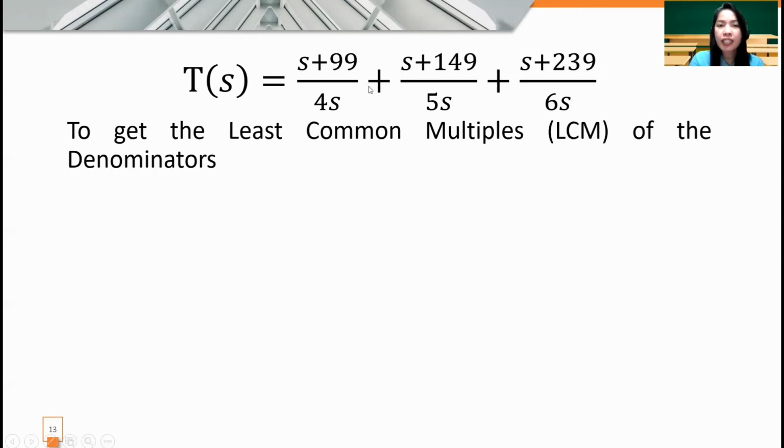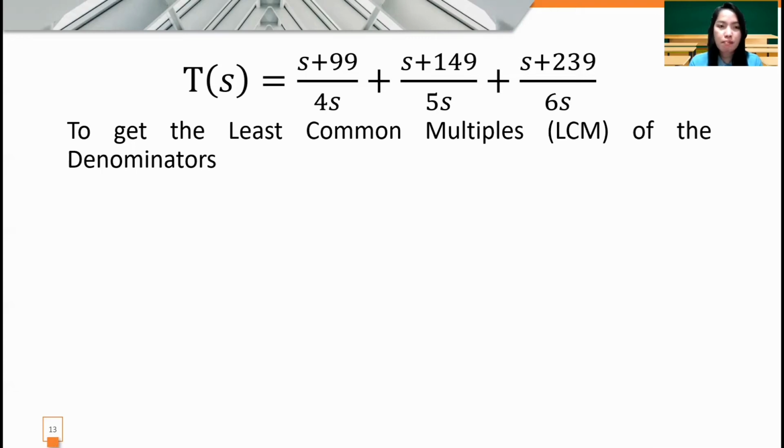Para maging single term lang ito, you have to get the least common multiples, or also known as LCM, nung mga denominator. Denominator ng first term ay 4s, second, 5s, at ang sa third term naman, denominator ay 6s. You have to get the LCM. Paano ba natin makuha yung LCM or least common multiples?